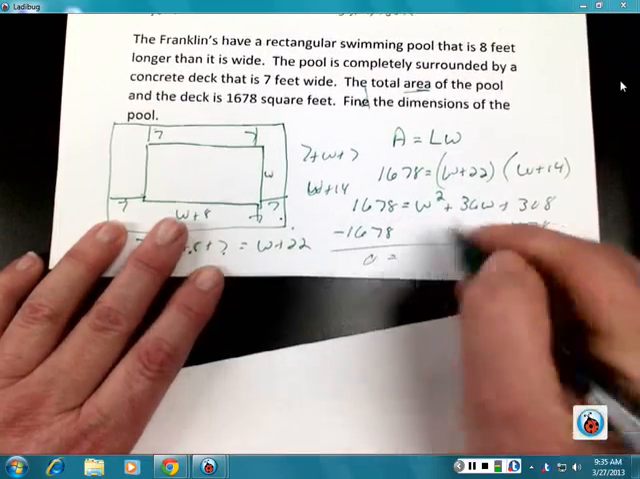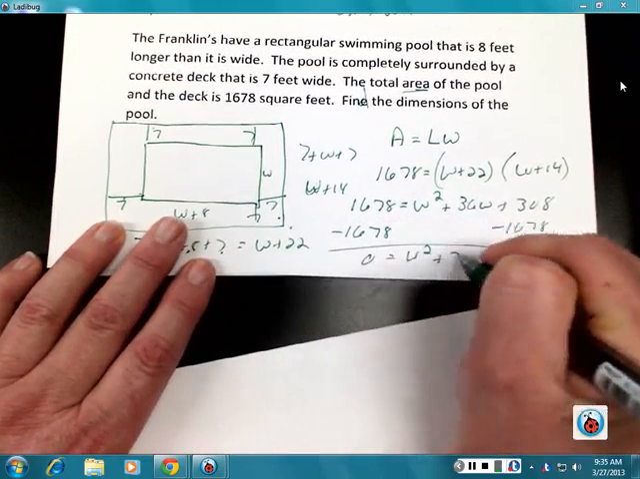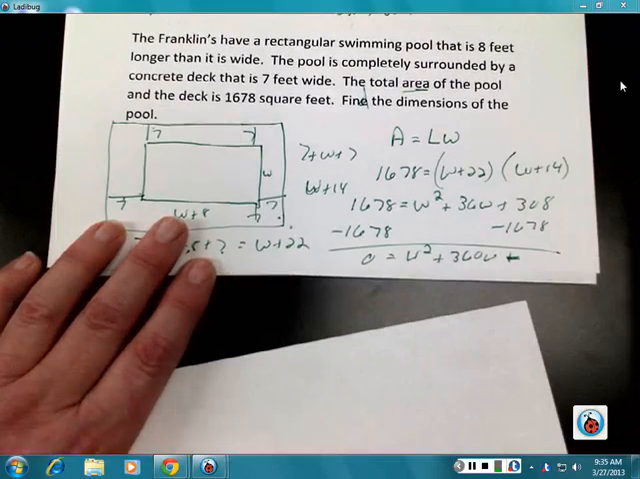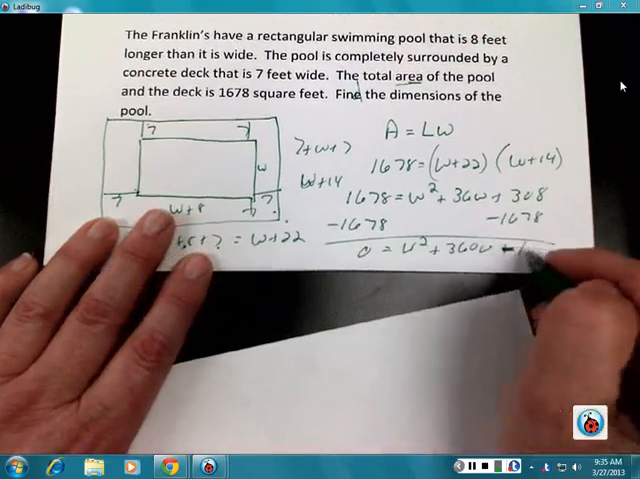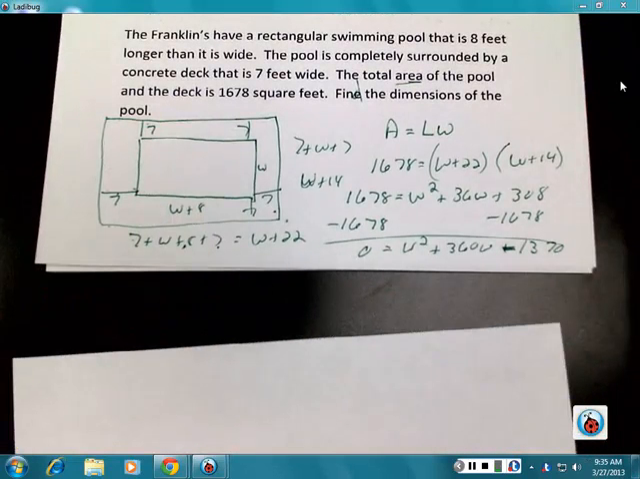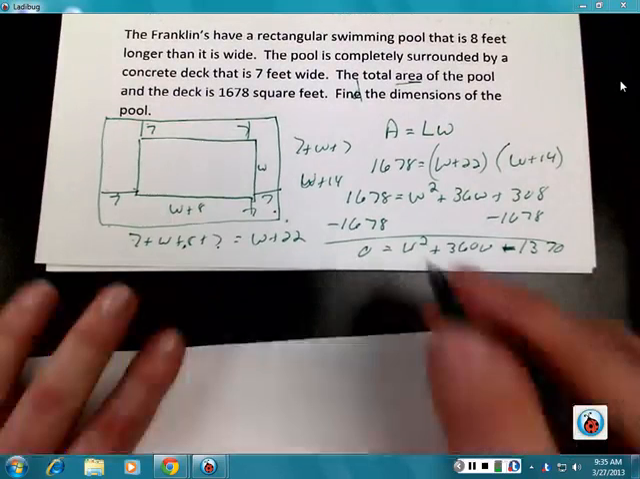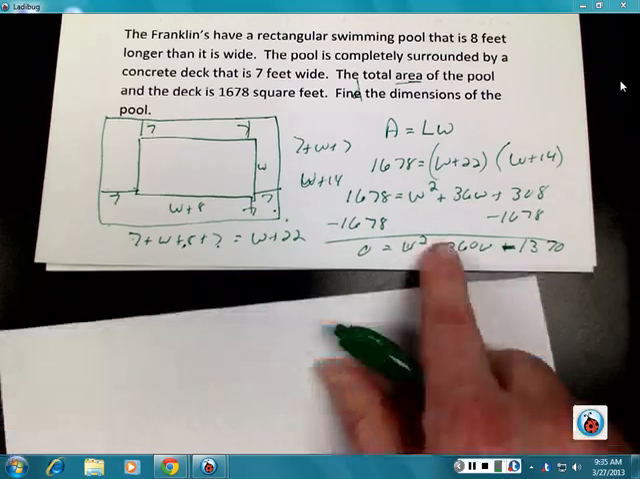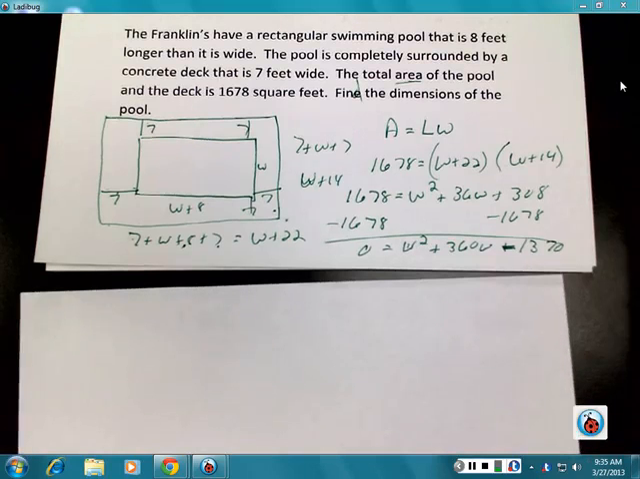So on my calculator, I'm going to subtract 1678 from what I had on there, and end up with a negative 1370. And then what would I do with that? Factor it if I could, but I can't. So I'm going to go back to the quadratic formula and plug my numbers in. We okay or not okay?